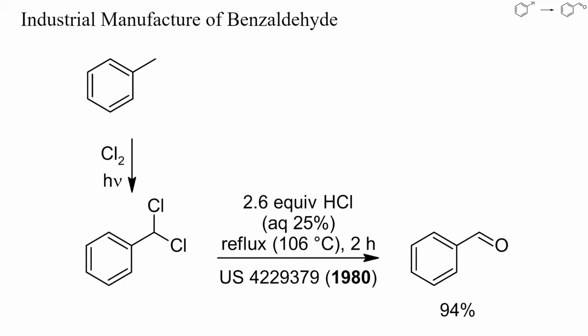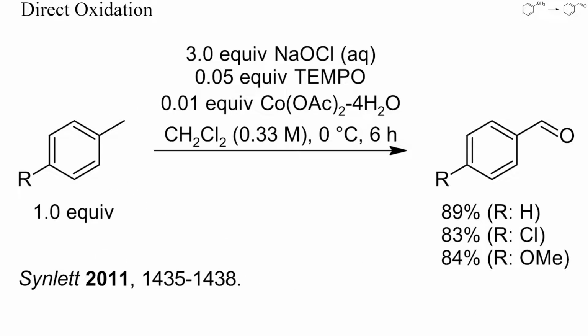Benzaldehyde can also be manufactured by 2-fold radical chlorination of toluene and hydrolysis of the resulting benzal chloride. This requires dedicated equipment for photochemical chlorinations. I'll show you later some examples of more laboratory-friendly variations of this strategy. Let's begin with specific examples of direct one-step oxidations of methyl arenes.